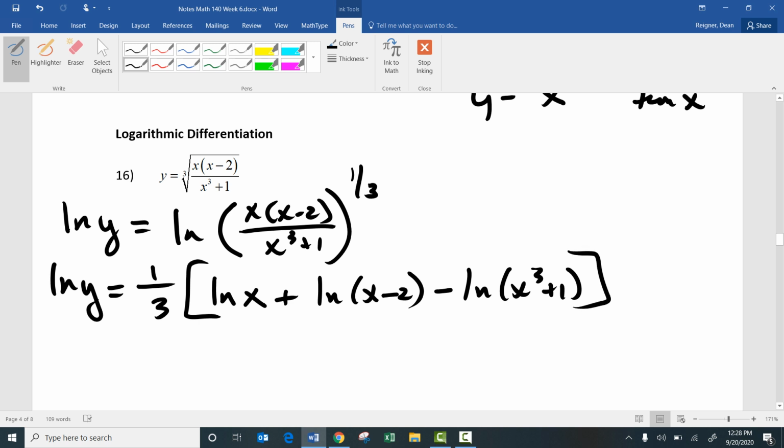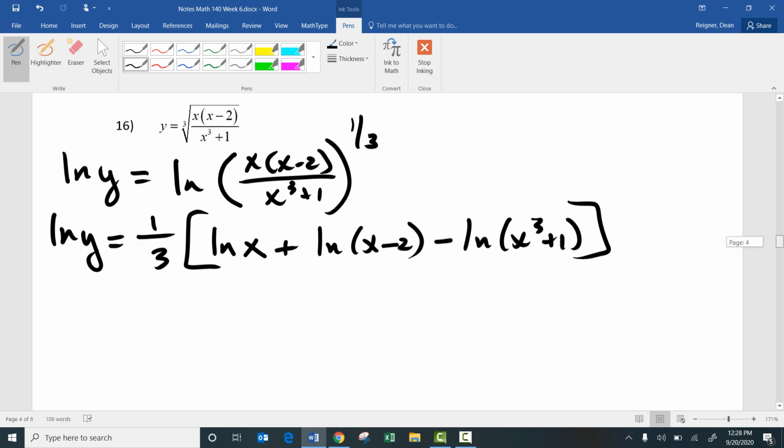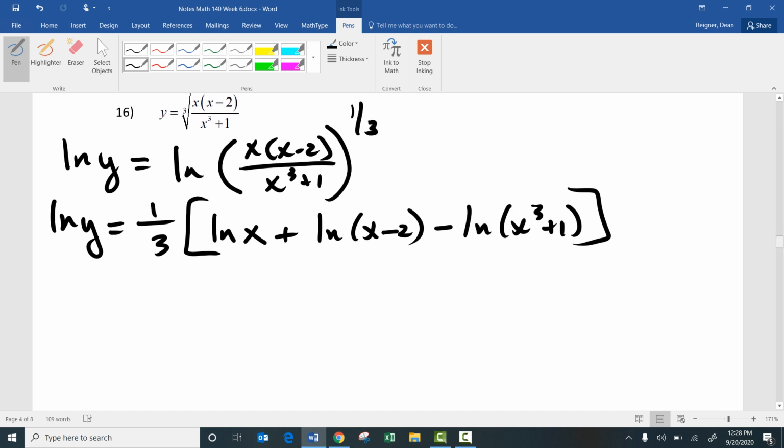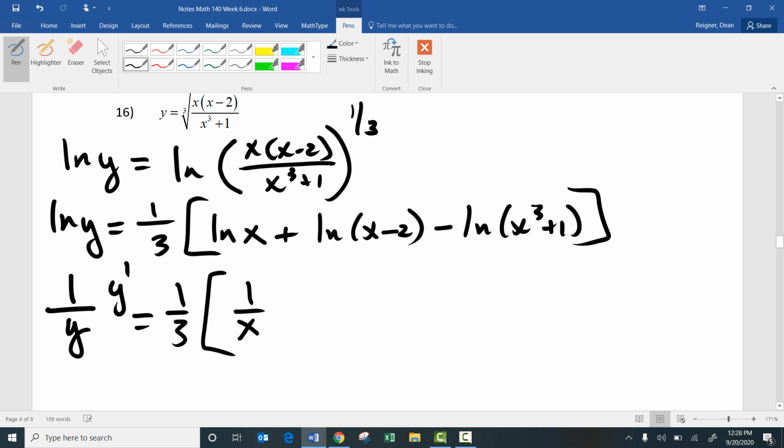So now we can take the derivative of both sides. You have to take the derivative of both sides. Now this is where it's a little bit different. Remember, the derivative of a natural log is 1 over that thing times the derivative of that thing. The derivative of y is y prime equals 1/3. Okay, now we do the derivative. The derivative of natural log is 1 over that thing. Derivative of that thing is 1. Derivative of natural log is 1 over that thing, and then the derivative of this is 1.